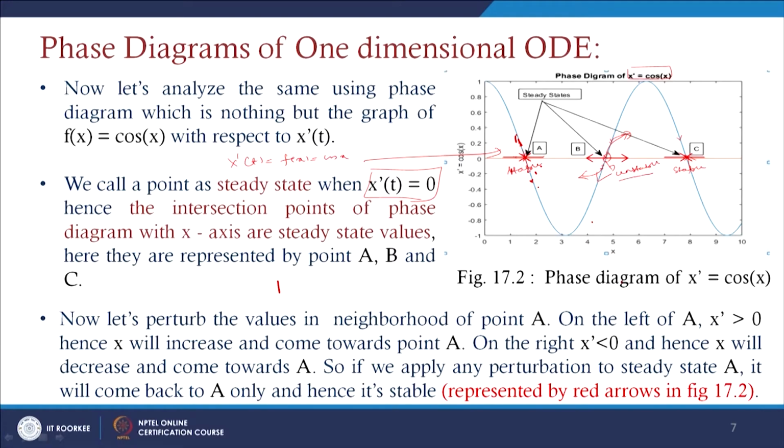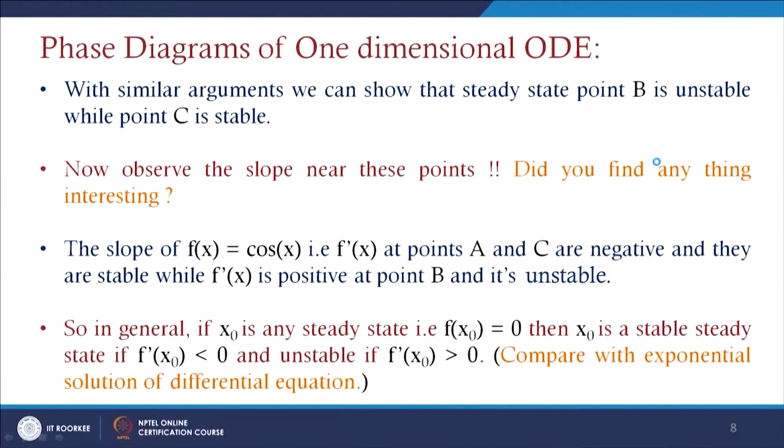Since at B, monotonically increasing means it is going far away, and monotonically decreasing means it is also going far away. So, this is called the phase diagram of x dash equals cos x. It is written here that with similar arguments, we can show that steady state point B is unstable while point C is stable.